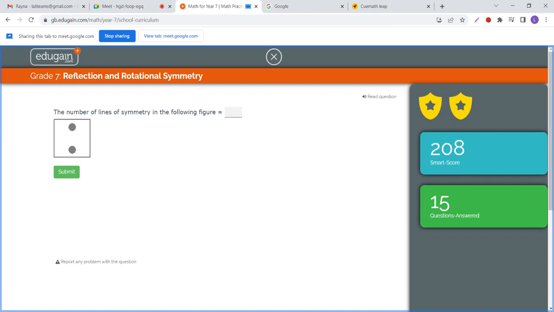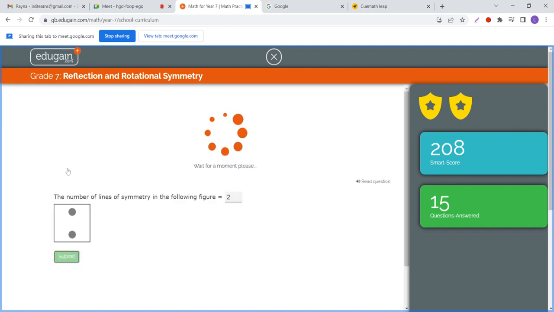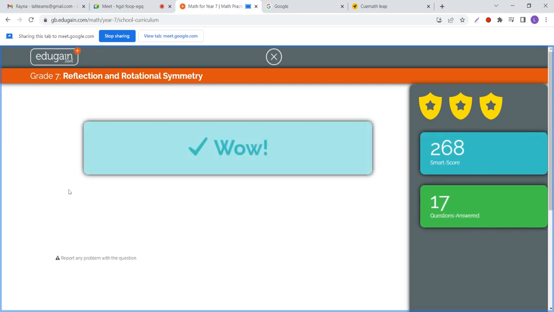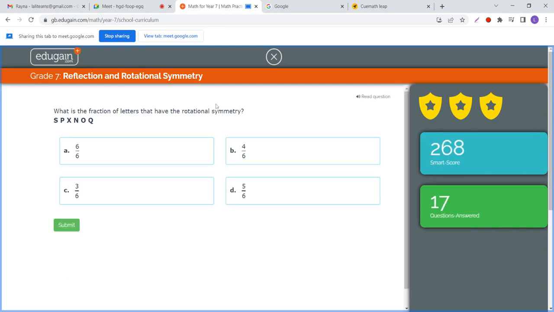Lines of symmetry. One. Two. Let's see if you are correct this time. Great. Yes. One. Okay.